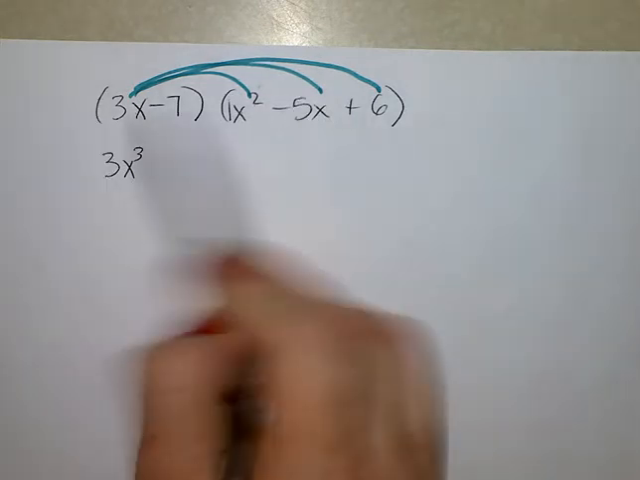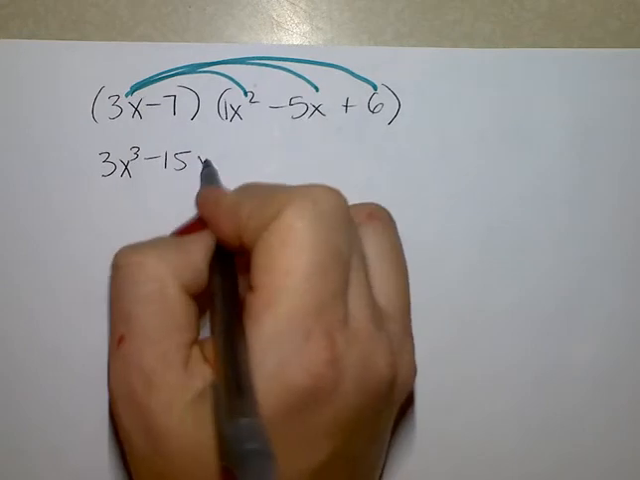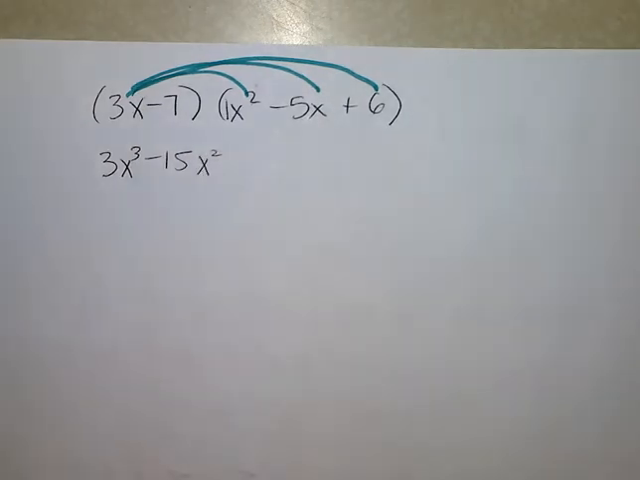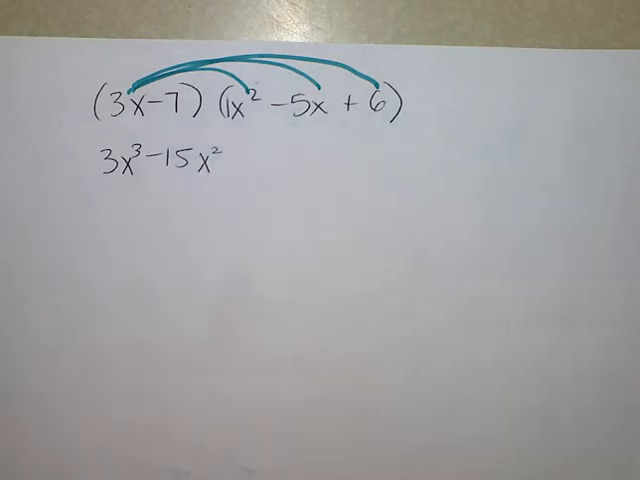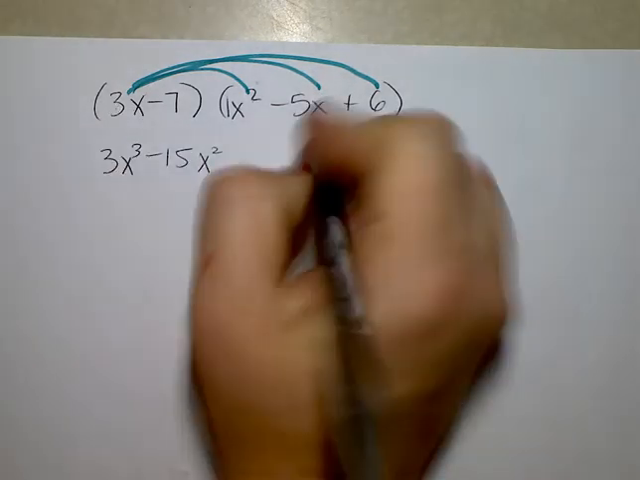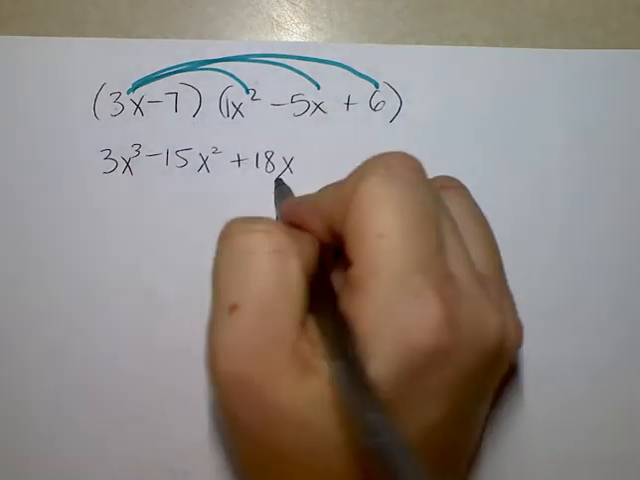Now I go from the first term to the second term in the second parentheses. 3 times negative 5 is negative 15. There's 1x and 1x, a total of 2. When you have the same base, in this case x's, and you're multiplying, you add their exponents. 3 times positive 6 is a positive 18, and there is 1x between the two.